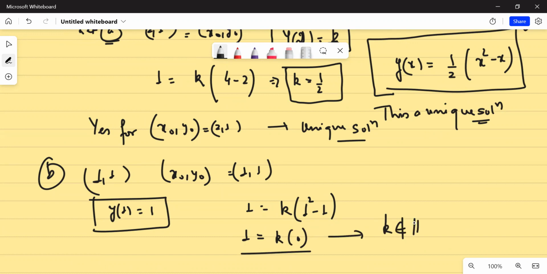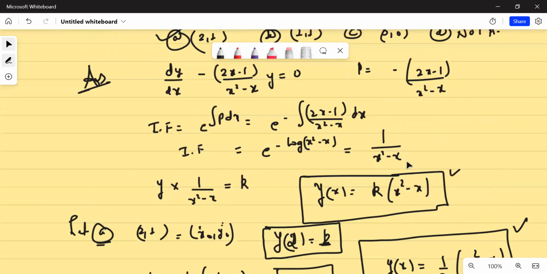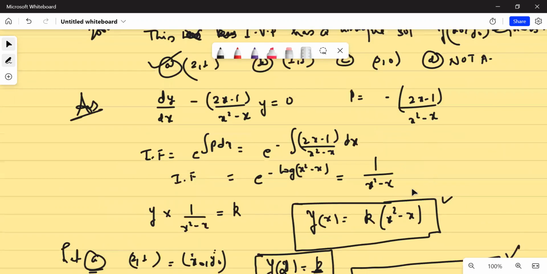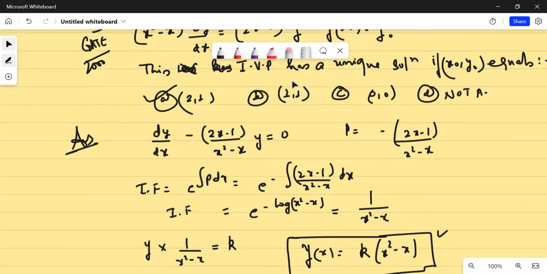Is there any such k in real numbers which when multiplied with 0 would give you 1? So there is no such k belonging to R such that k multiplied by 0 would give you 1. So if these are the cases, even if you have solved this differential equation and obtained this particular solution, if I say that this particular solution passes through 1 comma 1, you would say no, it will not pass through 1 comma 1.